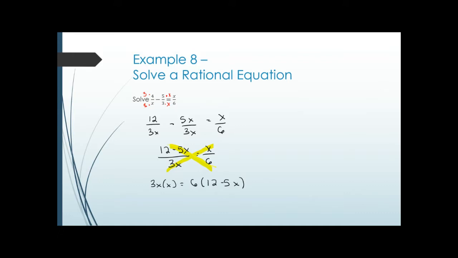So I'm going to simplify both sides. 3x times x is 3x squared. And then I'm going to distribute on the right. 6 times 12 is 72. 6 times negative 5 is negative 30. So I have 72 minus 30x on the right.